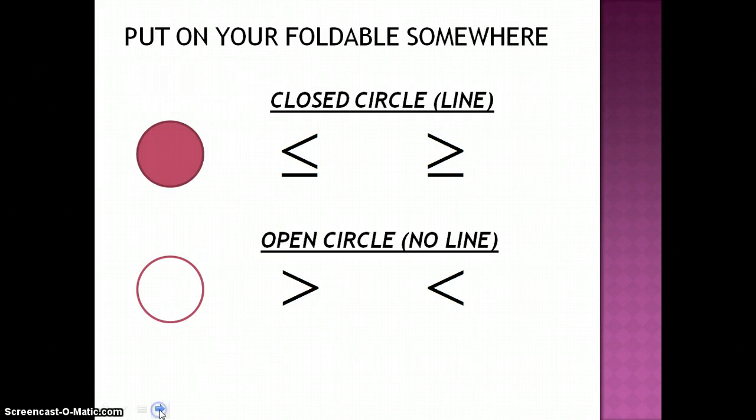Okay. Also, write this in your foldable somewhere. Closed circle means there's a line underneath. This line right here, if it's a closed circle. If it's an open circle, no line. We're not going to have that line underneath it. Okay, so write that somewhere down in your foldable.